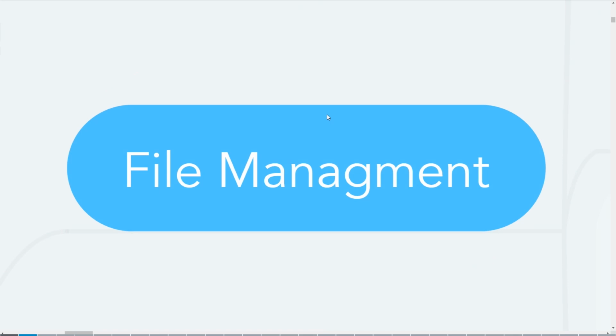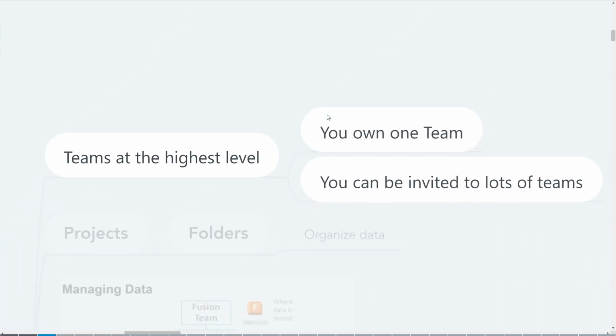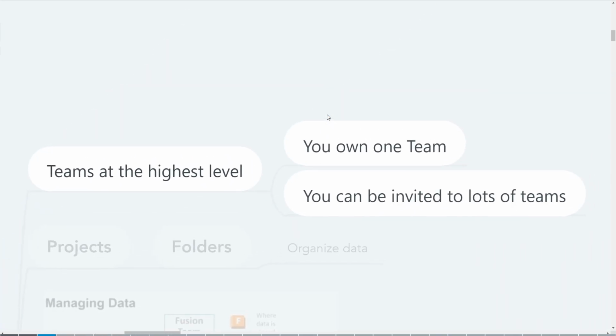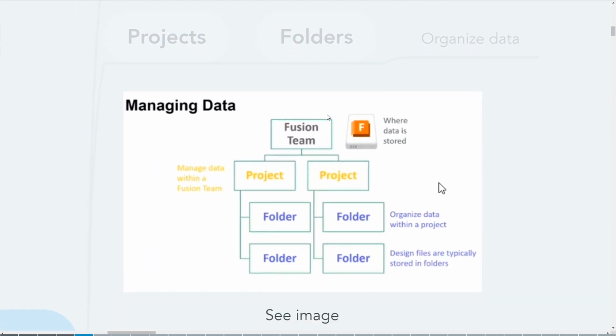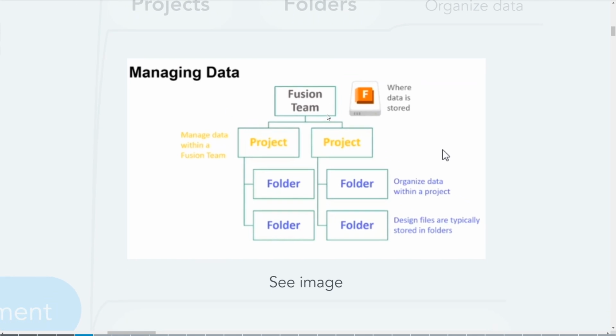So at the beginning, it just starts with files. You just need to understand a little bit about file structure in Fusion 360, where you have teams at the highest level. You own one team, you get a team when you get Fusion 360, but you can also be invited to a lot of different teams. And beneath that is projects, and beneath projects is folders, and that's where you can organize your data. And here's a little snapshot he created where you've got team at the top, then project, then folders.